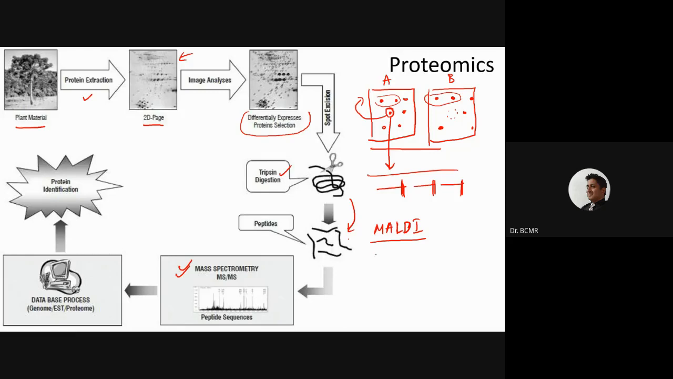MALDI and electrospray ionization are two different techniques predominantly used in proteomics. MALDI is matrix-assisted laser desorption ionization, and this one is electrospray ionization. In MALDI, the peptides are put onto a slide with a kind of matrix material, and you hit it with a laser, because of which the peptides become ionized, and they move into the tube.